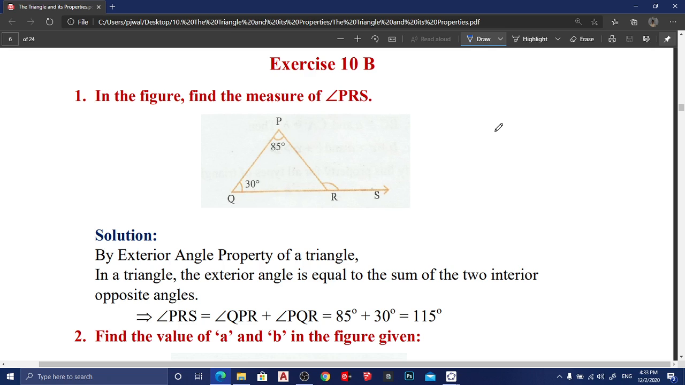So angle PRS is equal to angle QPR plus angle PQR. Simply, you can take angle P plus angle Q also. If you want to take them as three-letter notation, you can take it as angle PQR plus angle QPR, which is equal to 85 plus 30, which is equal to 115 degrees. So now it is 150 degrees.